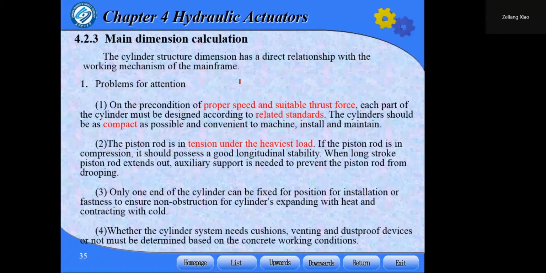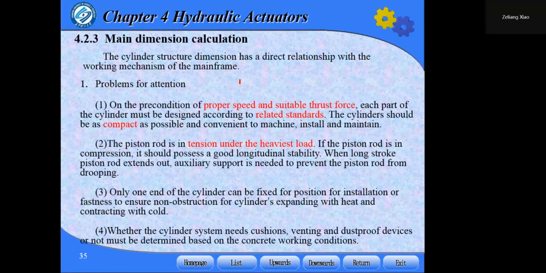Second, the piston rod is essential under the heaviest load. If the piston rod is in compression, it should possess good longitudinal stability. When a long stroke piston rod extends out, auxiliary support is needed to prevent the piston rod from dropping.